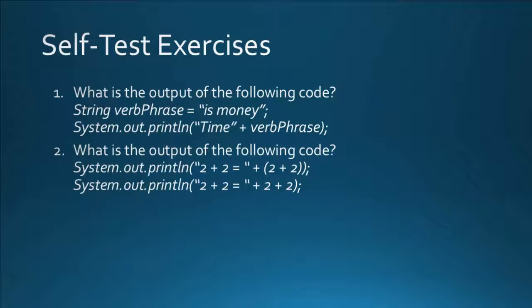All right, so here are our self-test questions. Number 1, what is the output of the following code? String verbPhrase = " is money"; System.out.println("Time" plus verbPhrase).